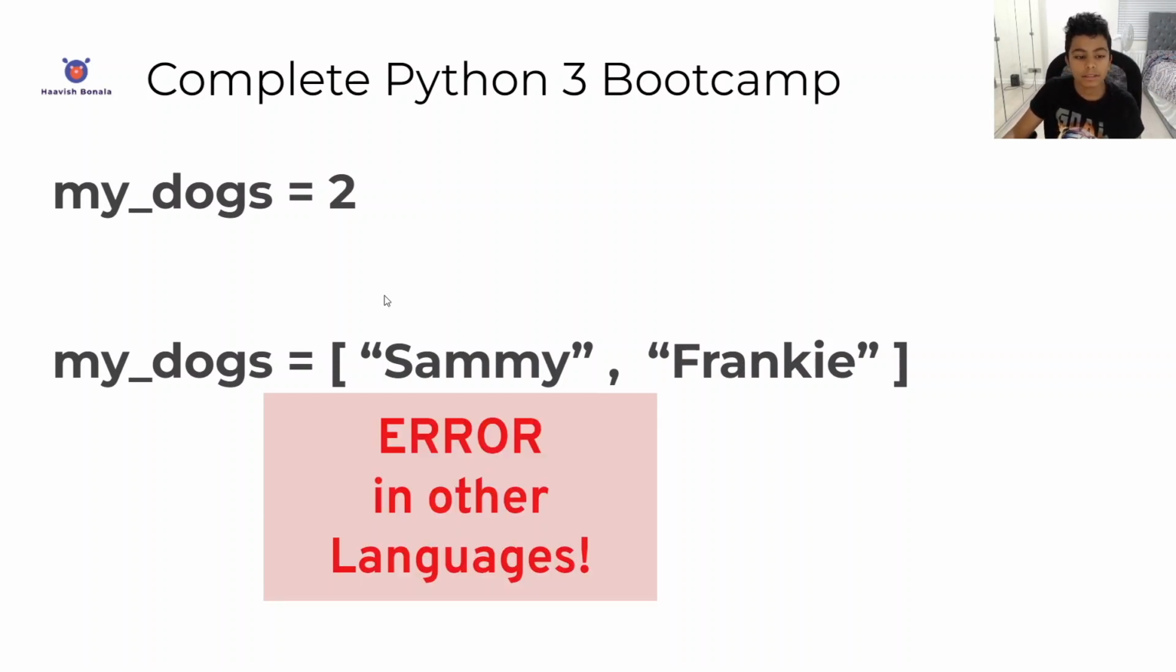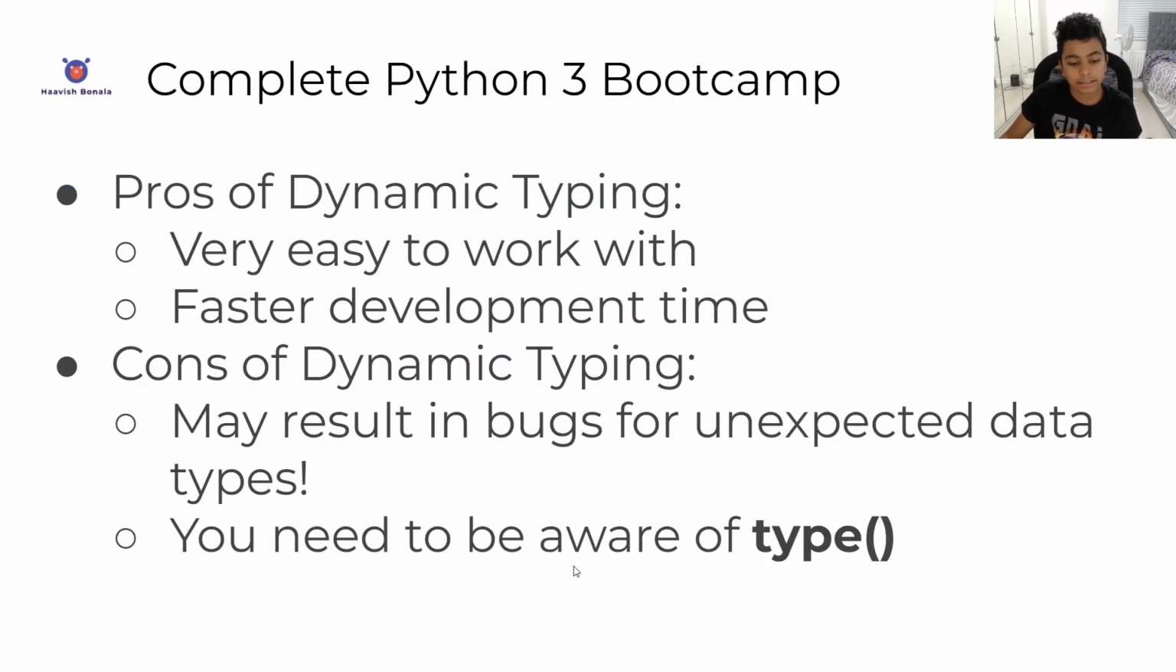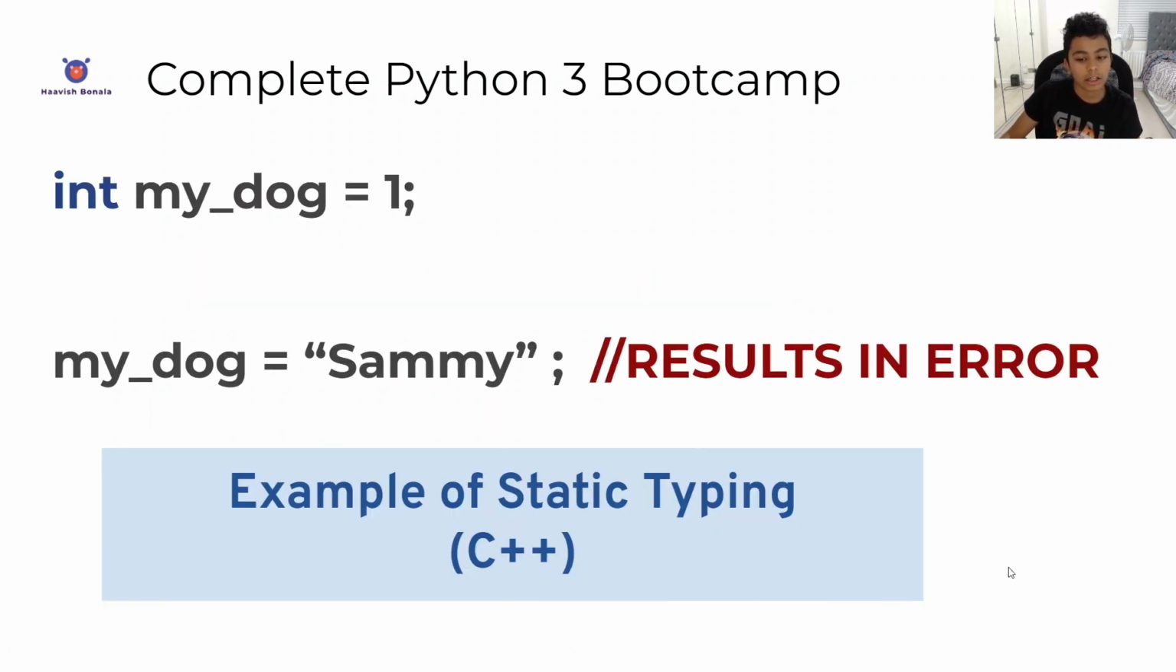In other languages that's an error, because you might have to say int my dog is equal to 2, and for example maybe you have to say list my dogs is equal to that. I don't think any other language uses the keyword list, but you get the point. So this is an example in C++, we'll just go back, of static typing.